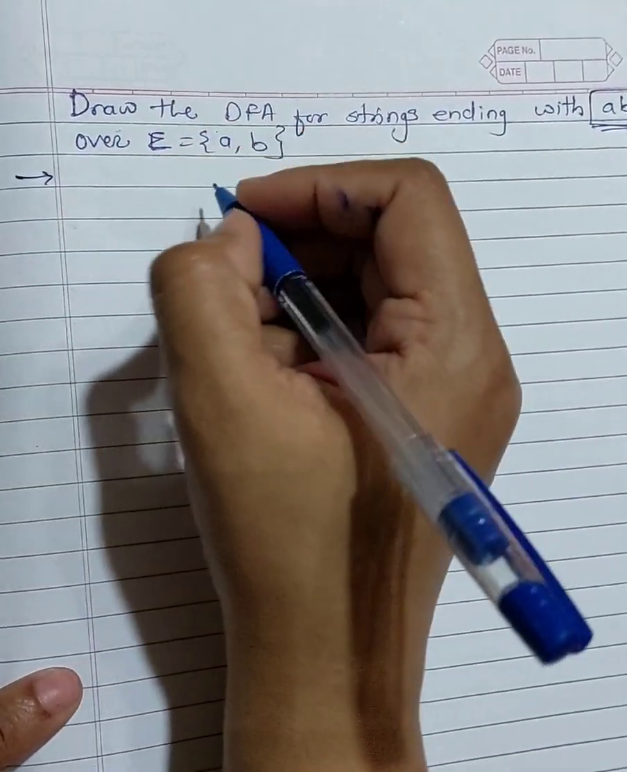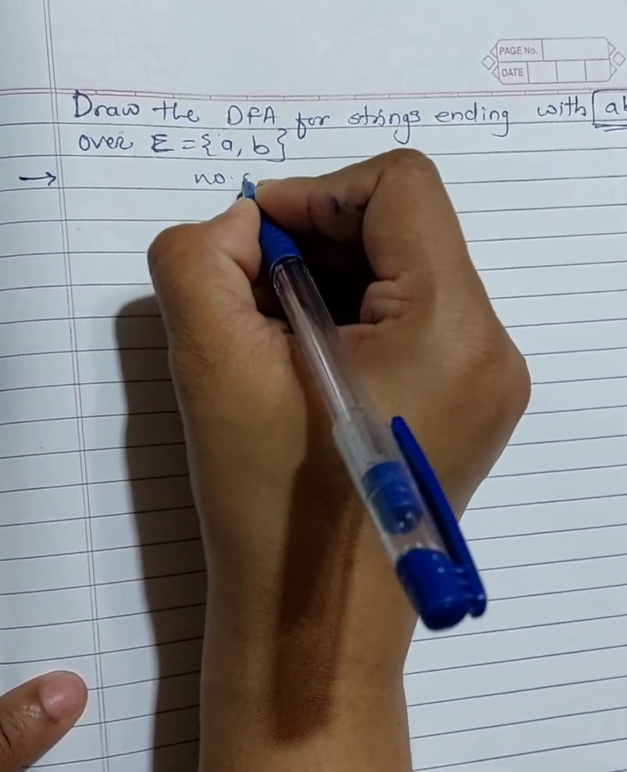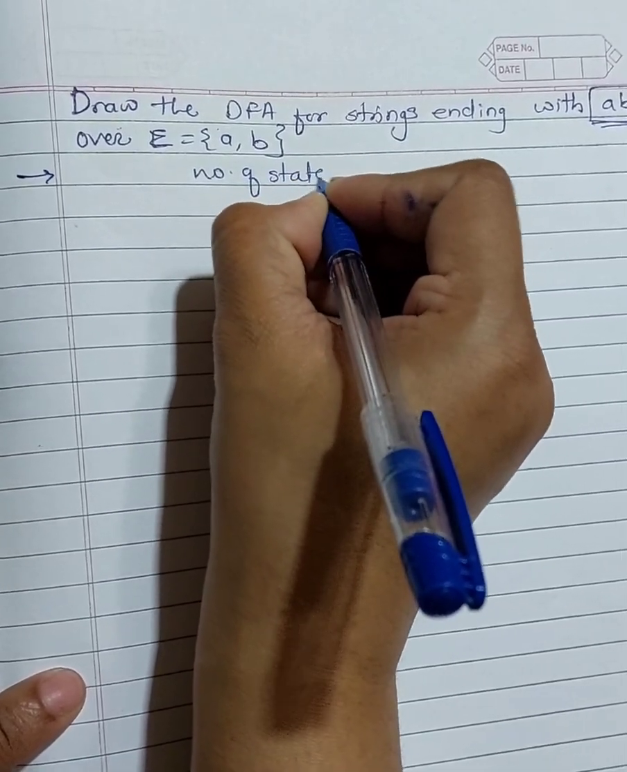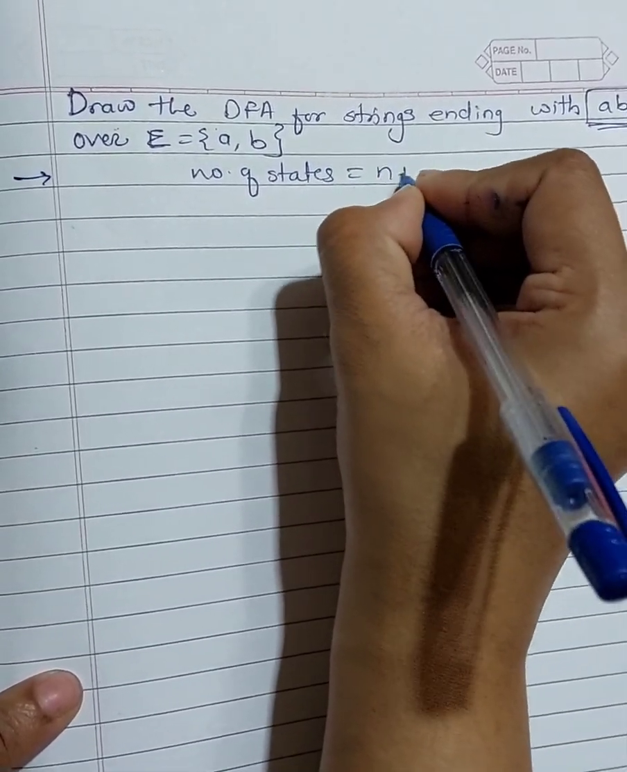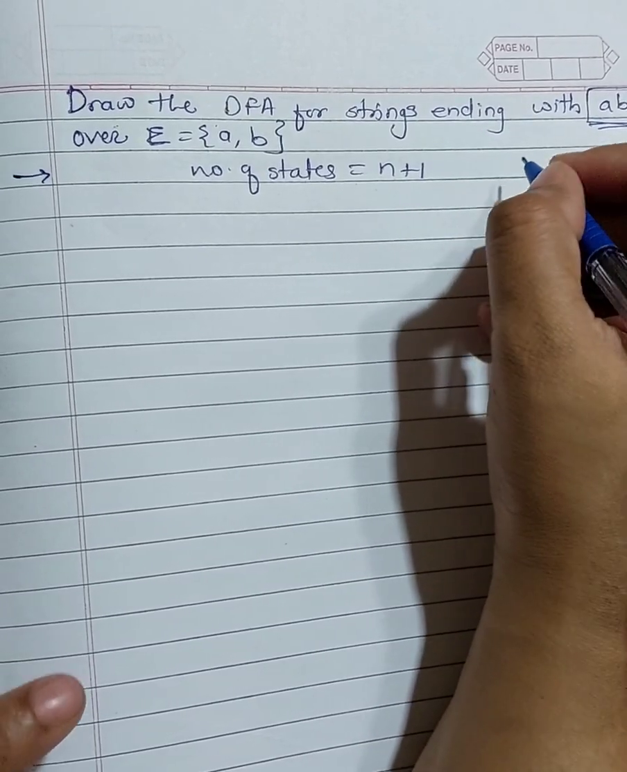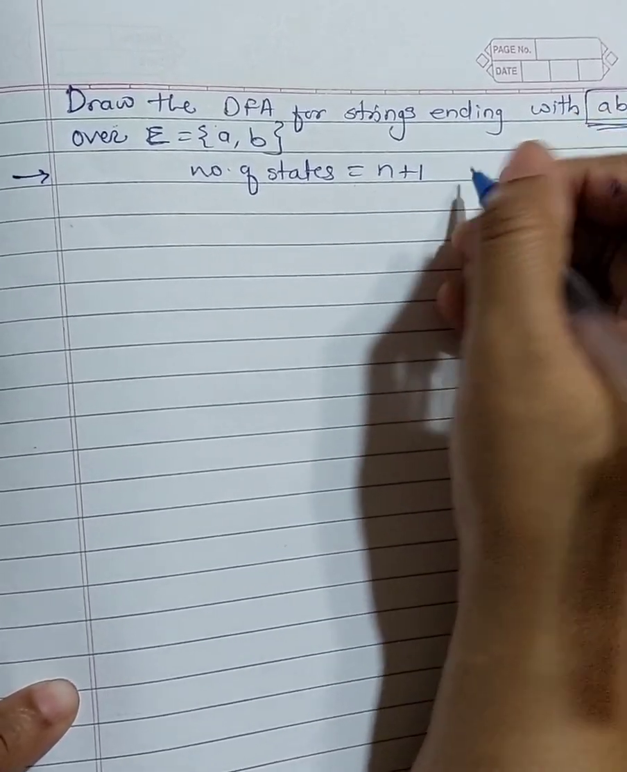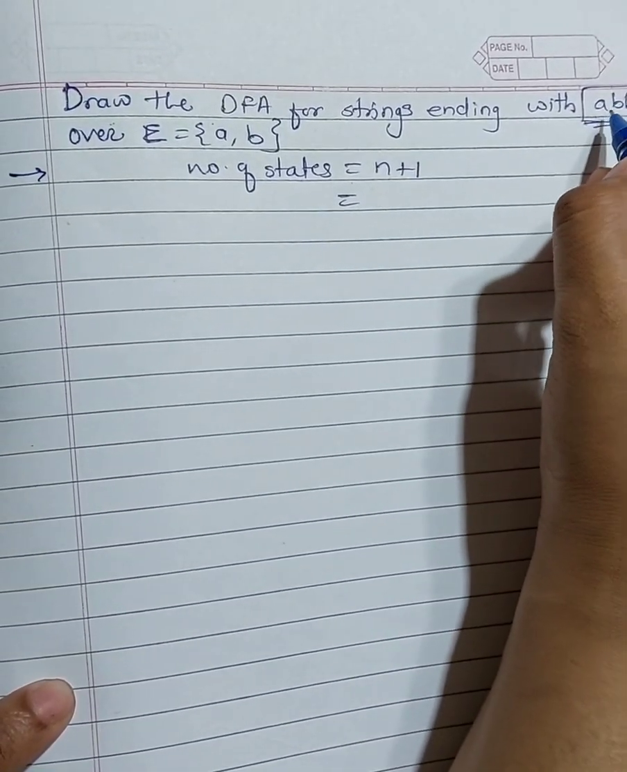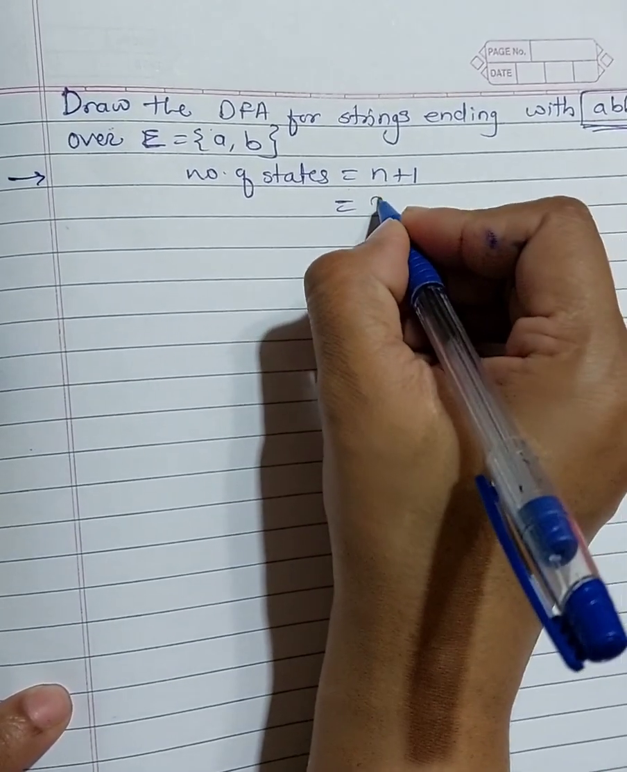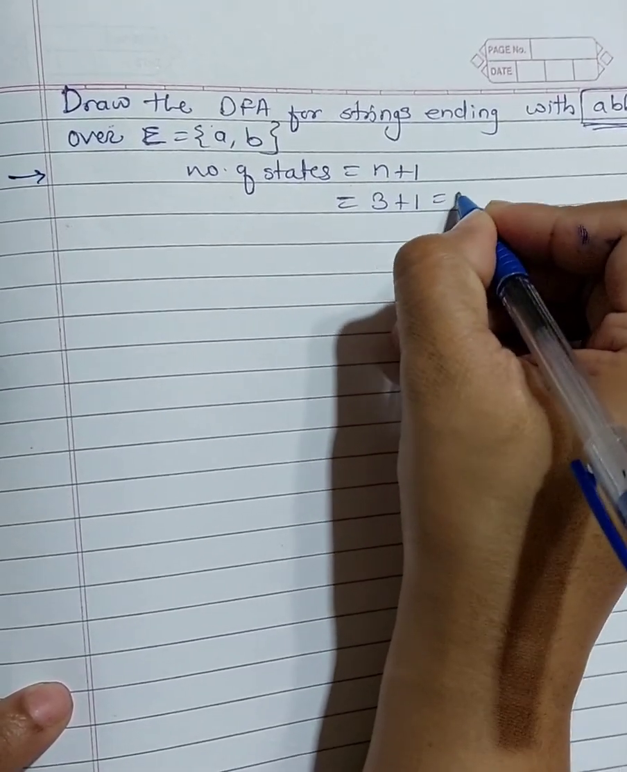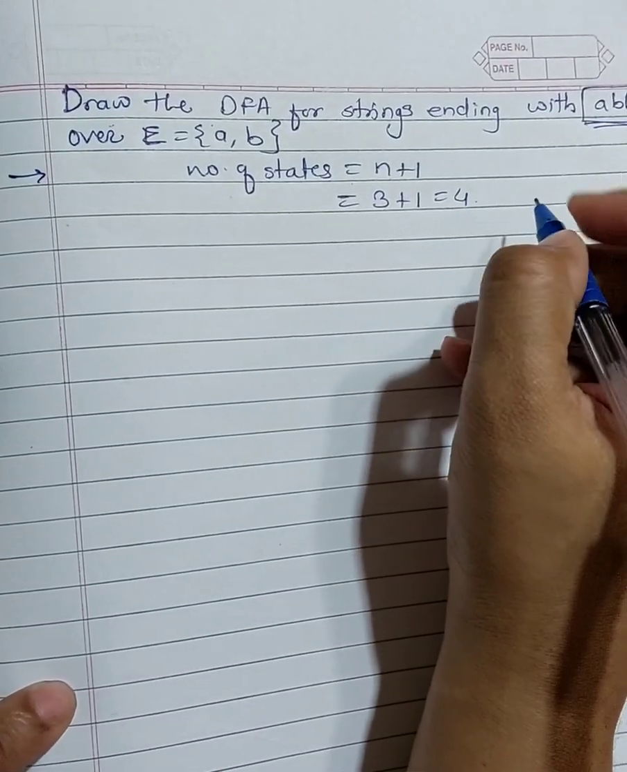Now to draw this, first step is to calculate the number of states. So the formula is n plus 1, where this n is the length of substring given in the problem statement. So the length of this substring is 1, 2, 3. So we'll have 3 plus 1, that is equal to 4. So we require 4 number of states.